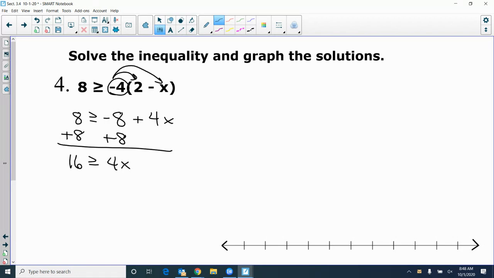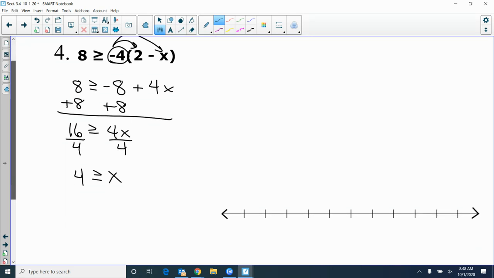And now, Zane, what do I do here? Divide by 4. Divide by 4. 16 divided by 4 is 4. Okay, we cannot leave that answer. Christian? X is less than or equal to 4. Yes, x is less than or equal to 4.